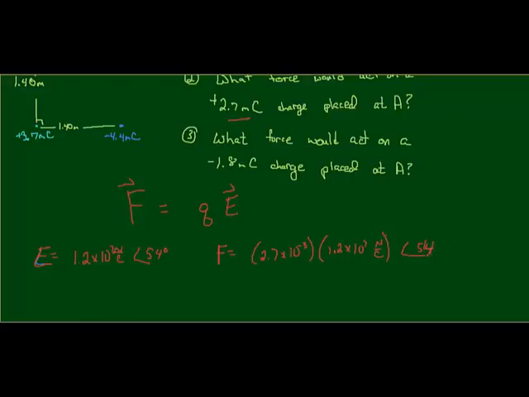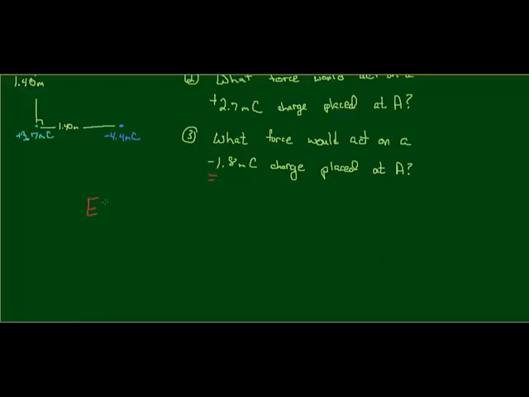All right, so the force it experiences turns out to be 3.2 times 10 to the 4th newtons, because this is newtons per coulomb times coulombs, so coulombs cancels. 3.2 times 10 to the 4th newtons, because it's a positive charge, that's going to be at 54 degrees. All right. Now the third part asks me for the force that would act on a negative charge.